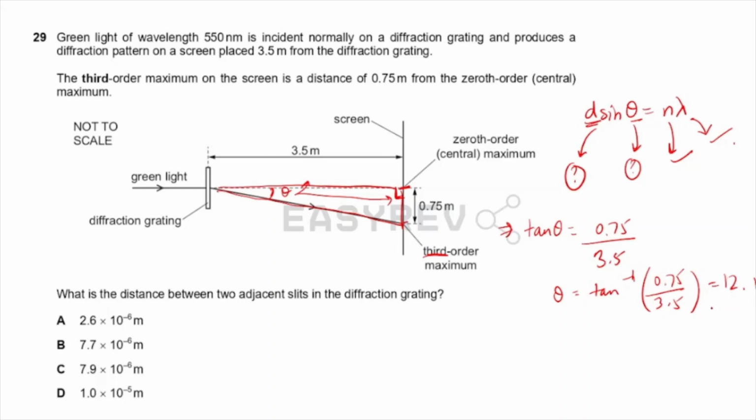Now that you have theta as well, we can easily figure out what d is. It would be n lambda over sine theta. Now we plug in the values. For lambda, we have to resolve this into its SI unit. So it would be 550 times the value of nano, which is 10 raised to the power negative 9. And then sine 12.1 degrees. So now it's just a matter of plugging everything in.